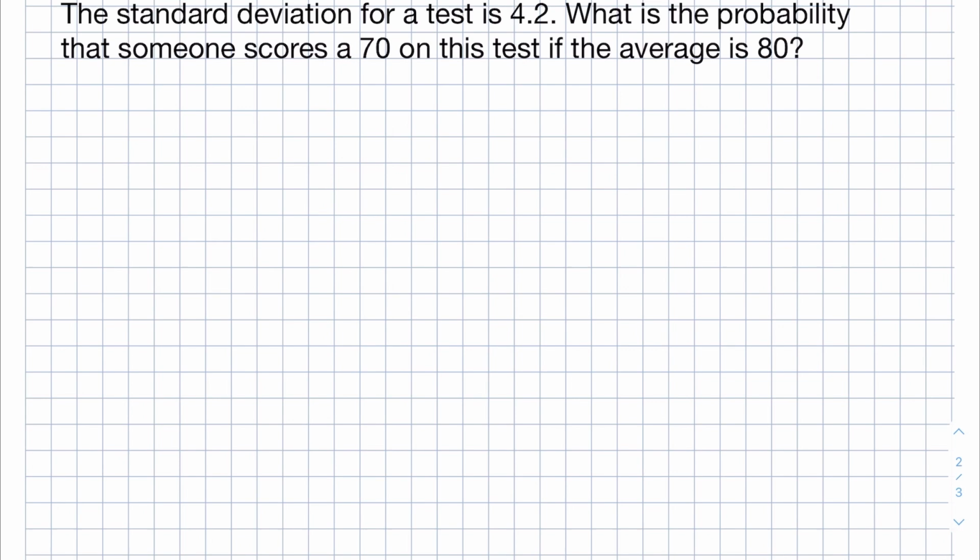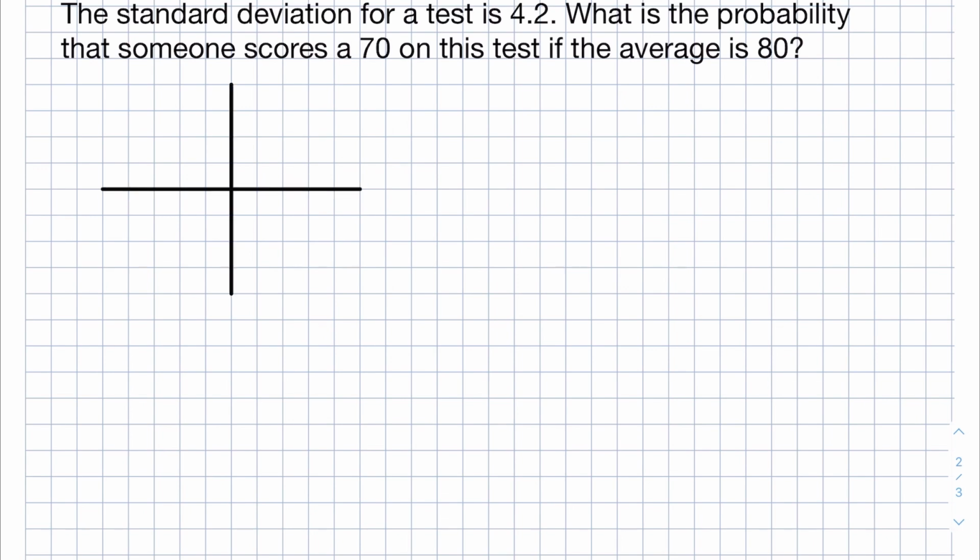In this lesson, we are given that the standard deviation for a test is 4.2. What is the probability that someone scores a 70 on this test if the average is 80? We can recall from the lessons that test scores follow a normal distribution.